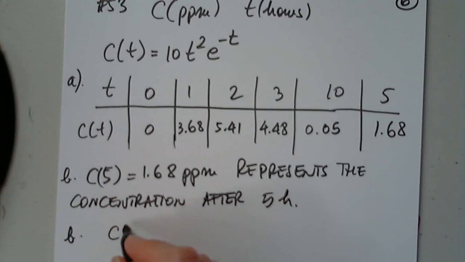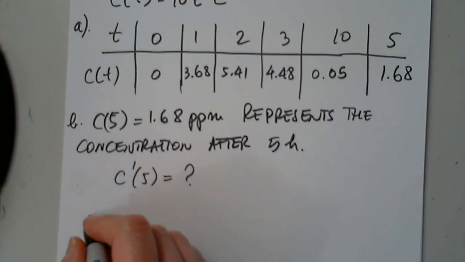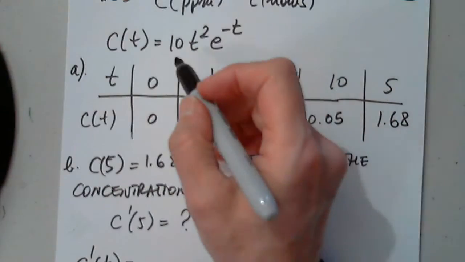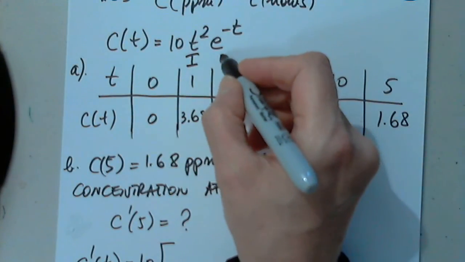Now they're asking us to find C prime of 5 and interpretation. What do I have to do first in order to find C prime of 5? What is the first thing I need to do? Can anyone tell us how would I? Did you find the derivative of the function? Absolutely. So we have to find C prime of t first. Excellent. So 10 can wait outside patiently. This is function 1 and this is function 2.